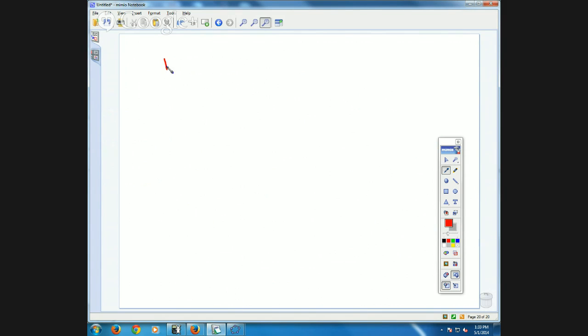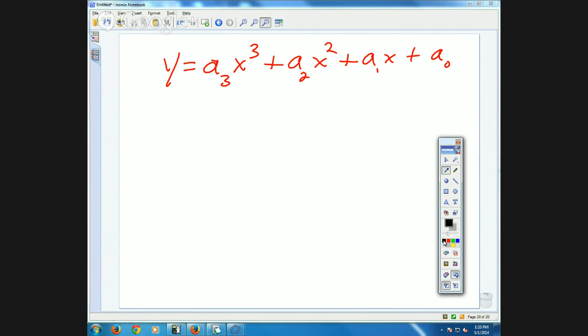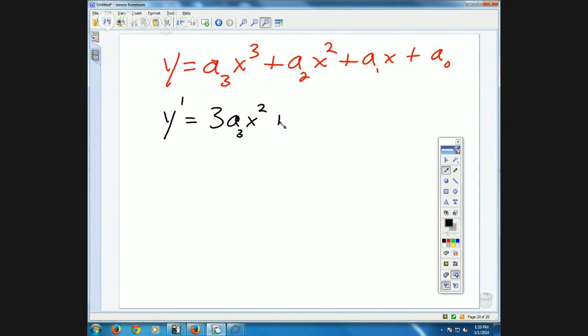Okay, so now we are going for y equals, let's see, I need another letter. I guess I'll call it a sub 3 x cubed plus a sub 2 x squared plus a sub 1 x plus a sub 0. This is my tangent cubic. To do that, I need multiple derivatives, down to the third derivative. First derivative, y prime: 3 a sub 3 x squared, right?